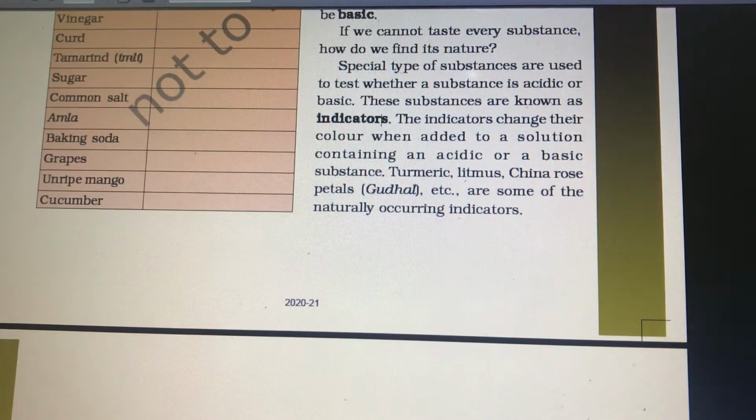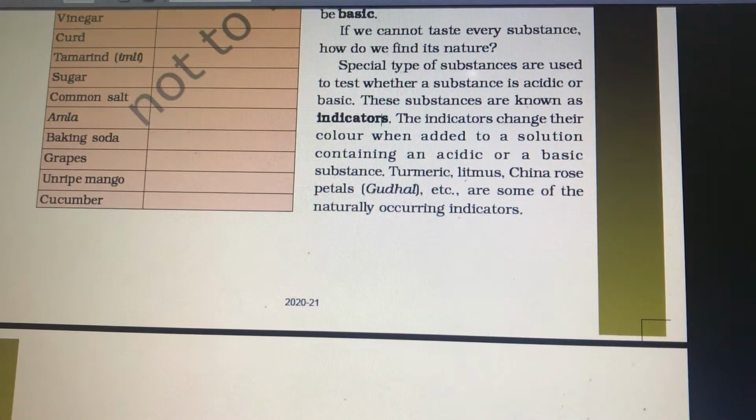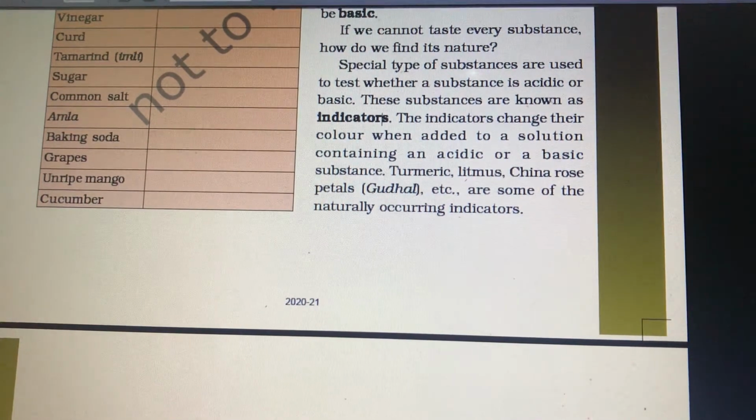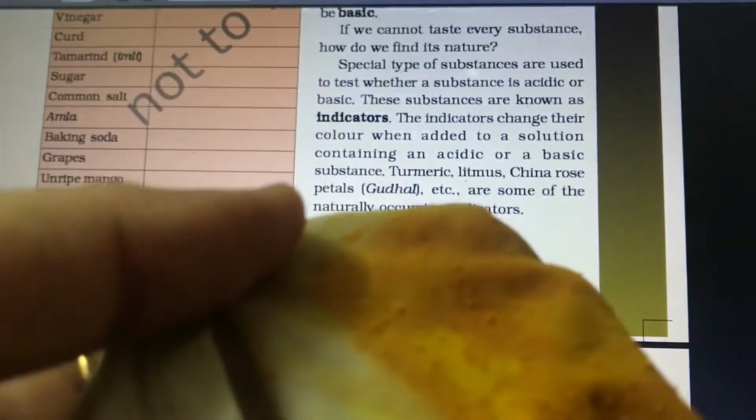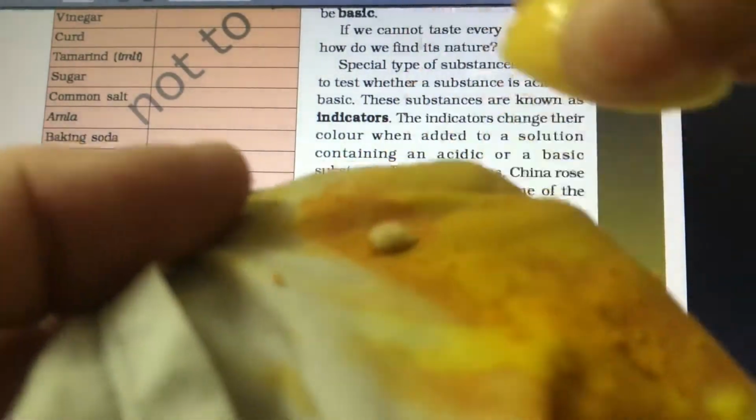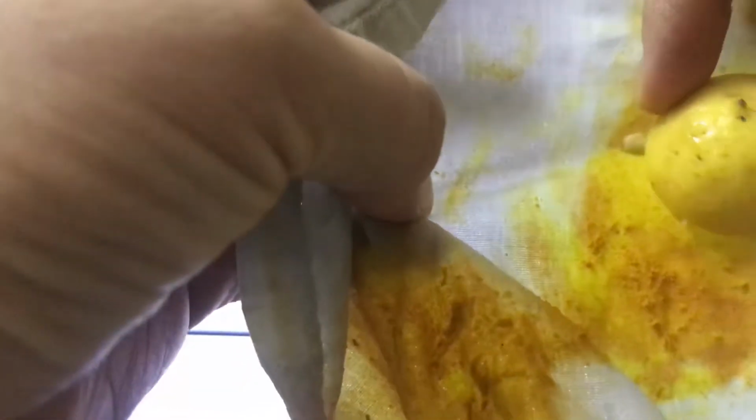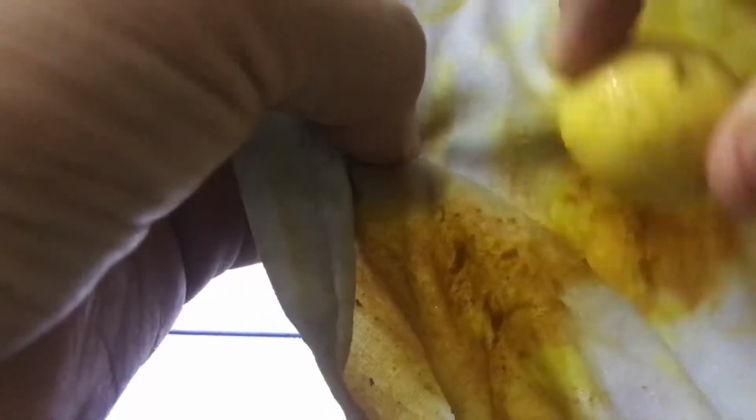Now before going on to the topic further, I would like to show you a small activity with an indicator, that is turmeric. Here I have a white cloth with me. I have put turmeric on it. Now I will rub lemon on it. You can see there is no color change. When I rub the lemon on it, it stays yellow, because lemon is an acid, so it gives no color change.